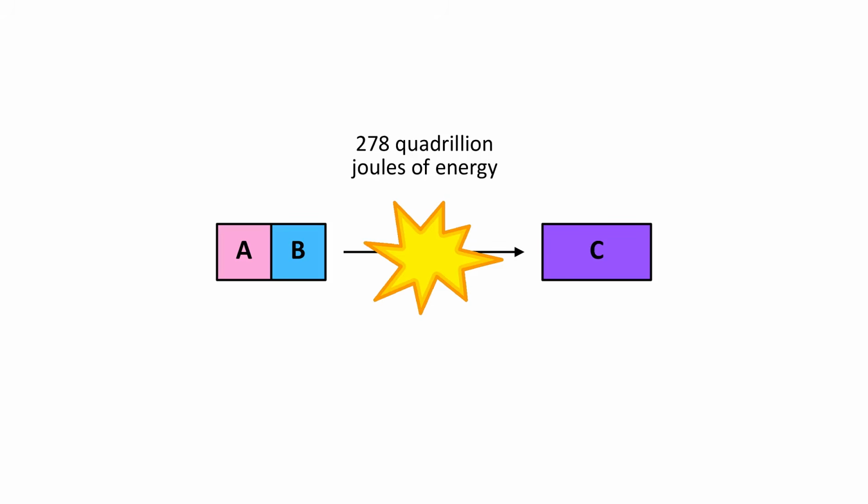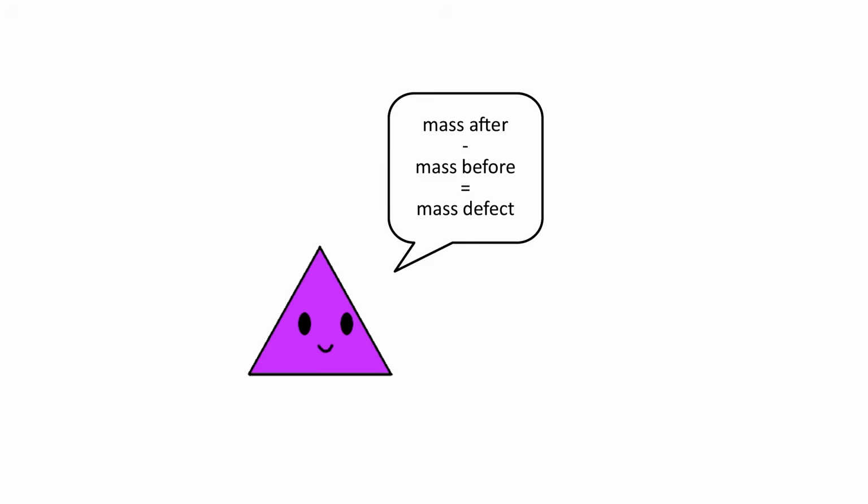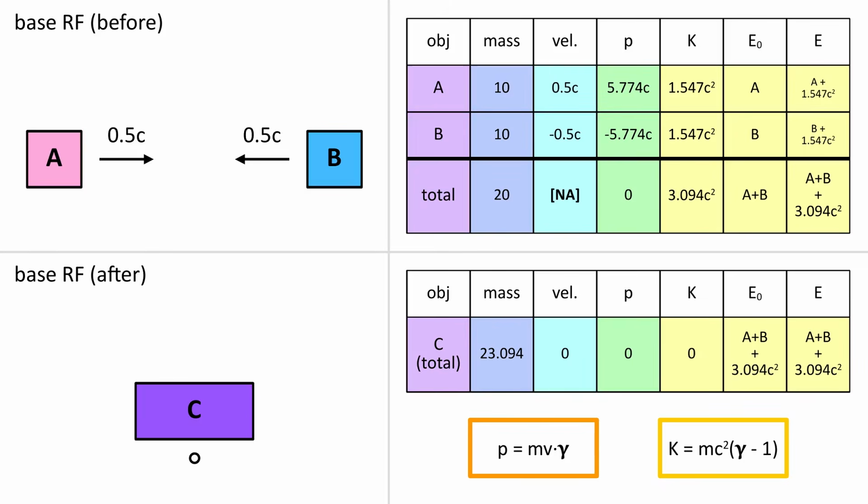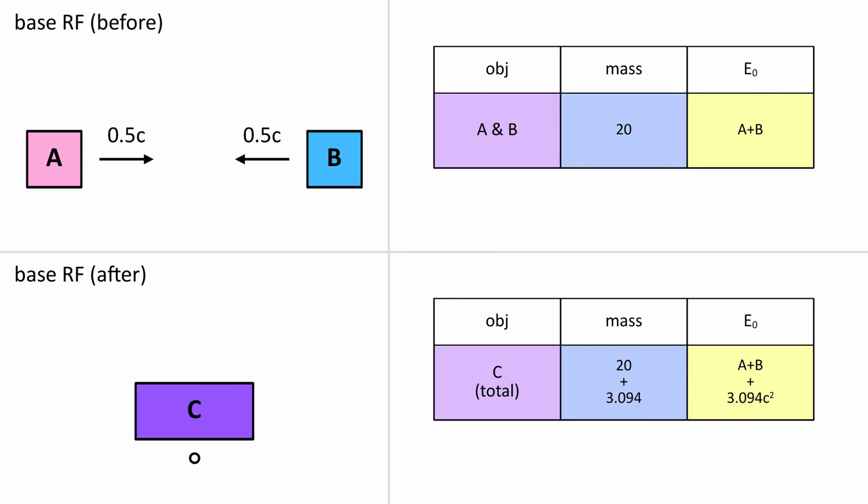It could also help to think in terms of particles, where C is a brand new particle created by the collision of A and B. Reverse time, and you have particle decay. The difference in mass before and after is known as the mass defect, and in this collision, it was 3.094. This number might be familiar because we've seen it before when calculating energy. Apparently, upon gaining 3.094 c squared joules of internal energy, the block system gained 3.094 kilograms of mass.